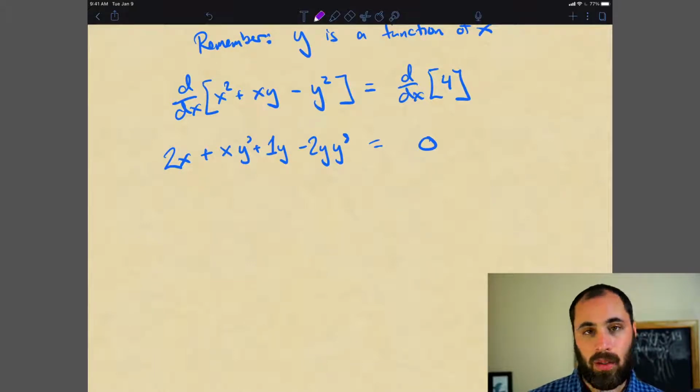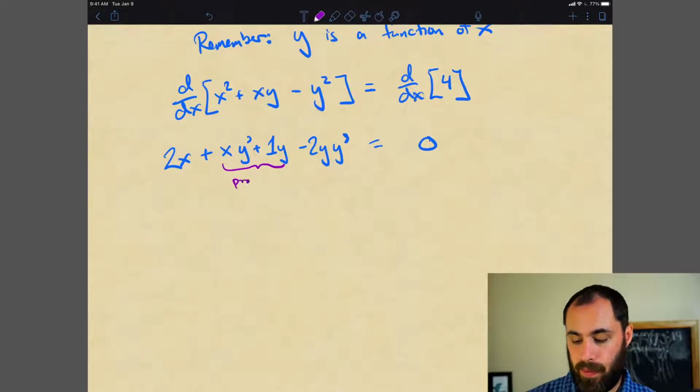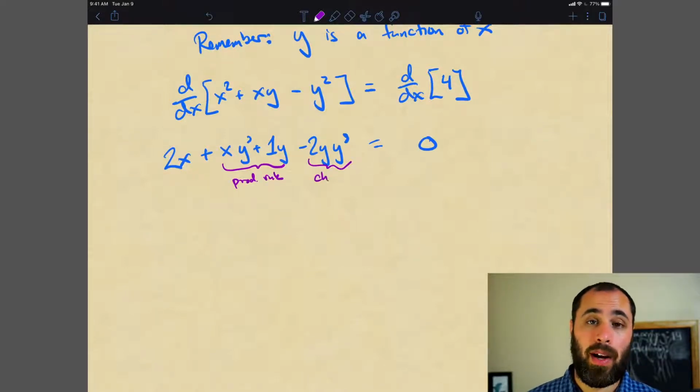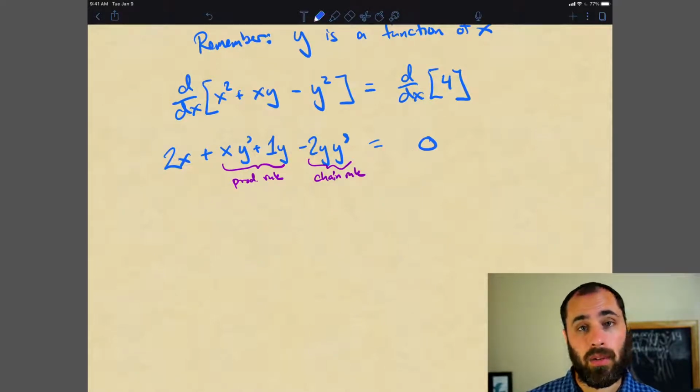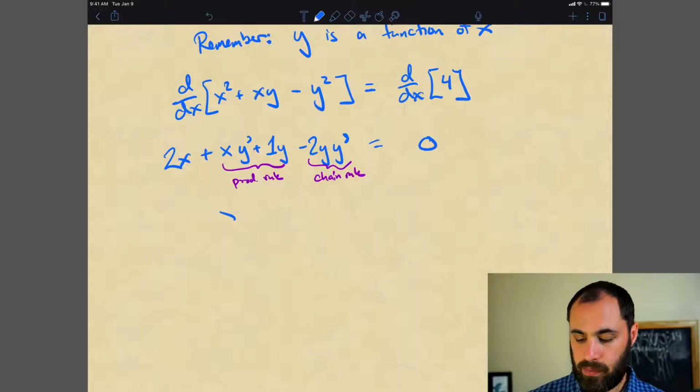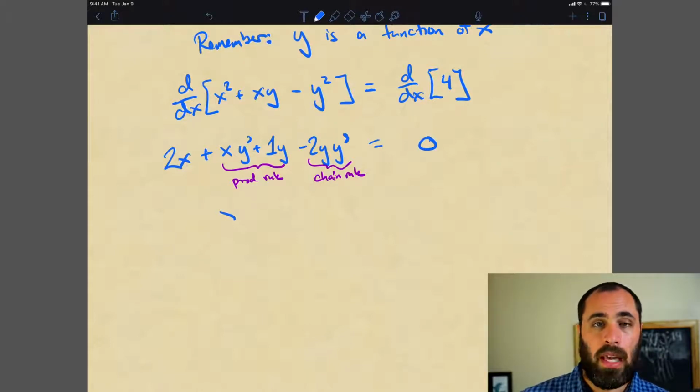So that x y prime plus 1y, that comes from using the product rule. And the 2y y prime, that comes from using the chain rule. Remember, y is a function, so when we apply the power rule, as we did, we can't forget to multiply by the derivative of the inside function, that is the derivative of y. And of course, on the right-hand side, the derivative of 4 is just 0. So there are no values to plug into here.